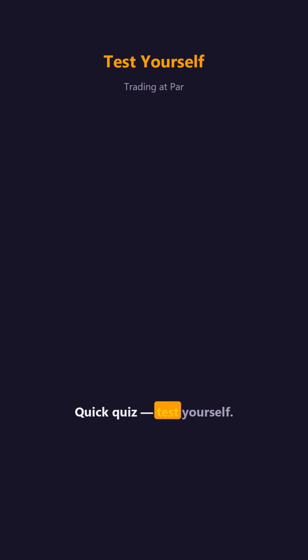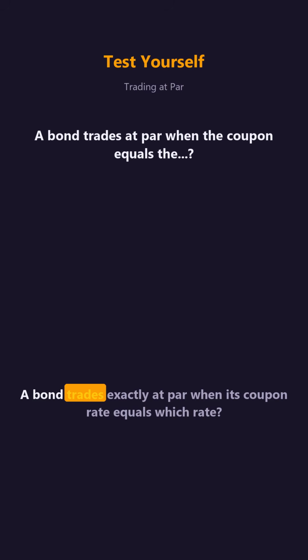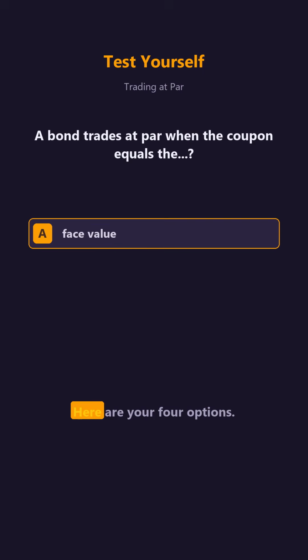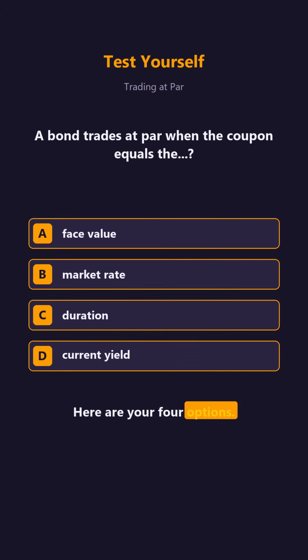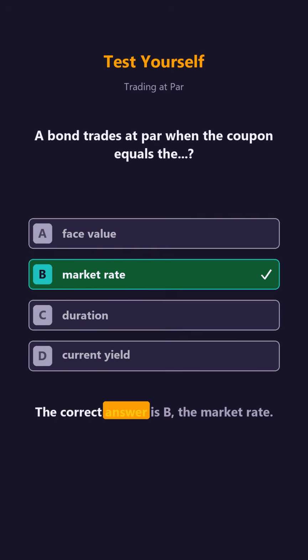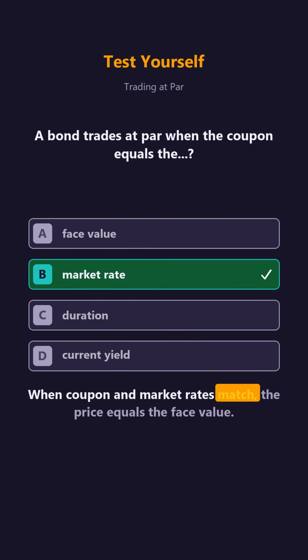Quick quiz, test yourself. A bond trades exactly at par when its coupon rate equals which rate? Here are your 4 options. Pause the video and solve it now. The correct answer is B, the market rate. When coupon and market rates match, the price equals the face value.